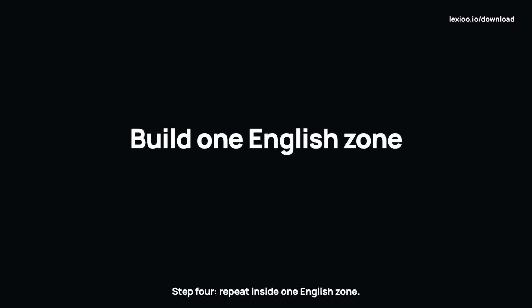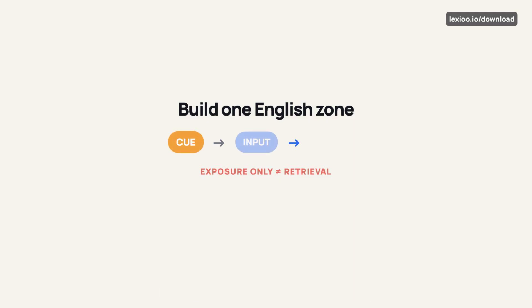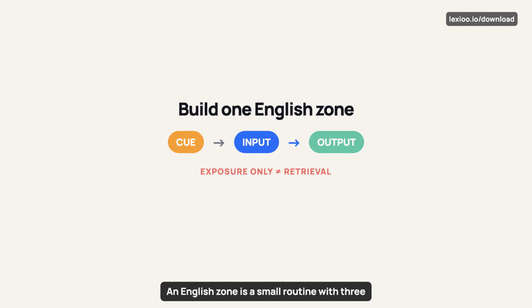Step 4. Repeat inside one English zone. An English zone is a small routine with 3 parts: a reliable cue, meaningful English input, and an output action. Changing a phone menu to English creates exposure, but exposure alone does not make you retrieve language.